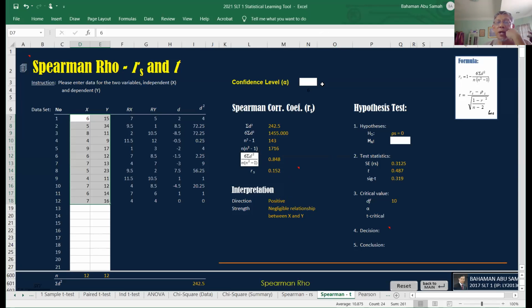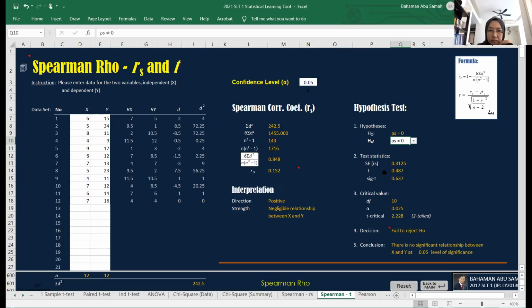If we are testing the hypothesis at 0.05, set alpha 0.05, and select the HA for two-tail, and then it calculates for you the T equal 0.487, significant T 0.637. Earlier, when we did SPSS, the value for Rs was 0.134, is that right? And the significant value was 0.678. But in this case, our calculated statistic is 0.152 for Rs, and the T is 0.487, significant T is 0.637.